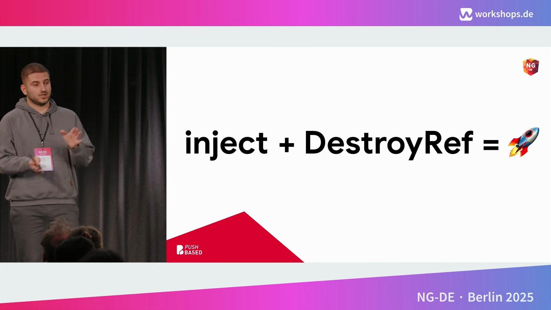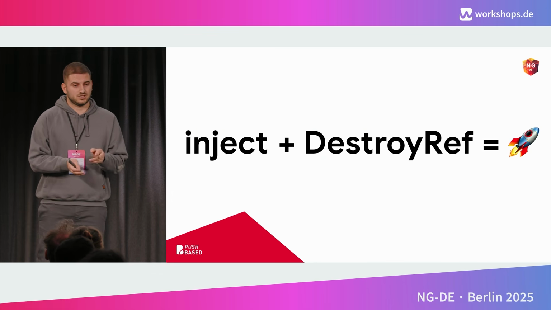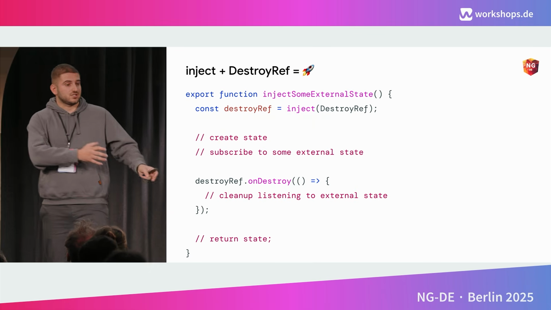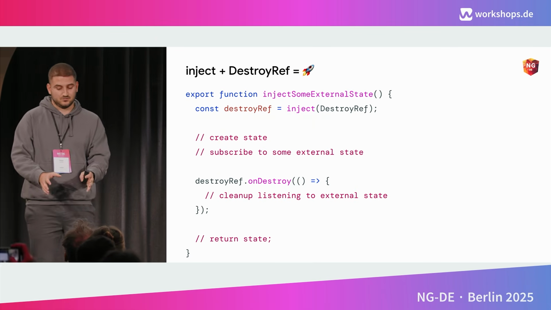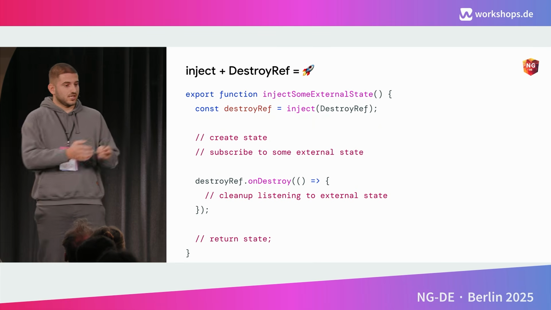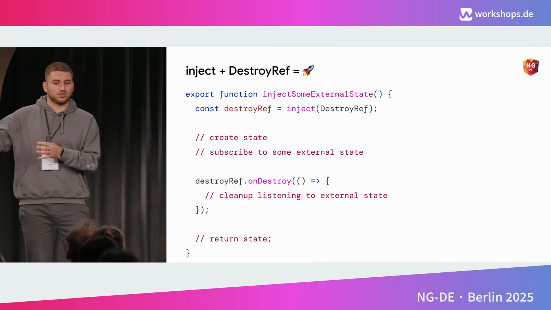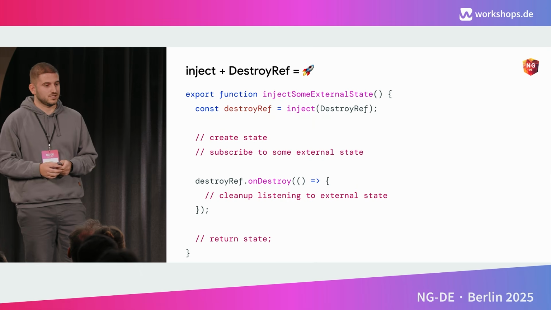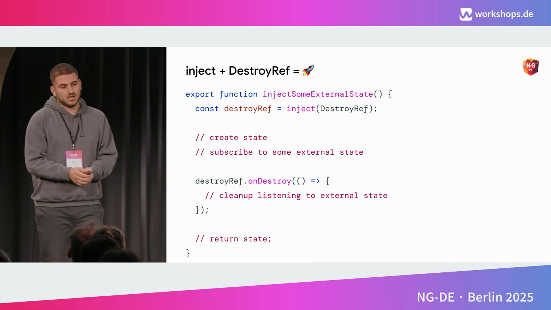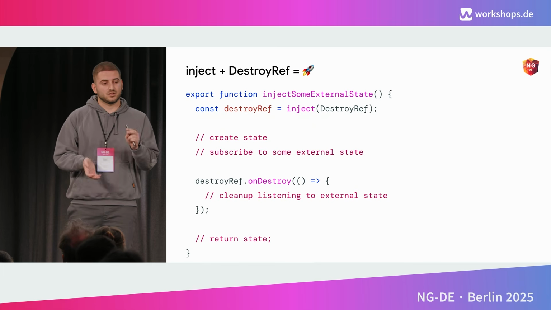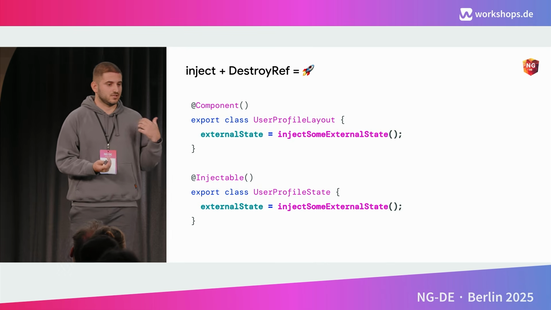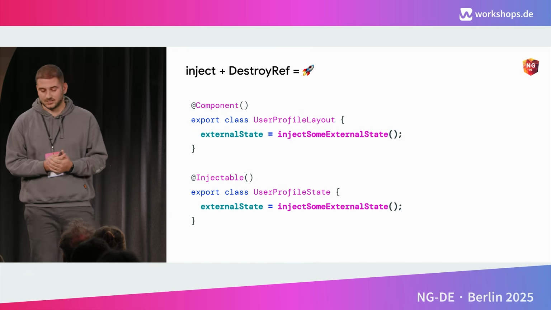Basically, having inject and DestroyRef has unlocked a lot of possibilities for Angular, because just like we can co-locate code in the same place, we can just move it out completely. For example, we can just say inject some external state, and let's say inject also DestroyRef, because we need that token. We can say create some state, subscribe to some external one, because there's always async stuff to do. And then, of course, inside DestroyRef, we can clean up and return the state that we have, all in the same place. And of course, easily use it, as we have seen a lot of patterns lately.